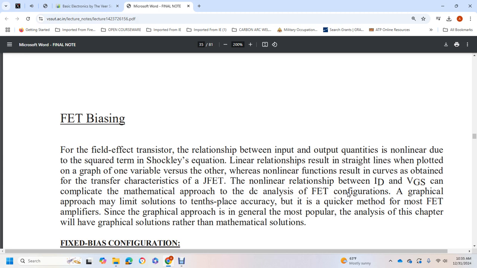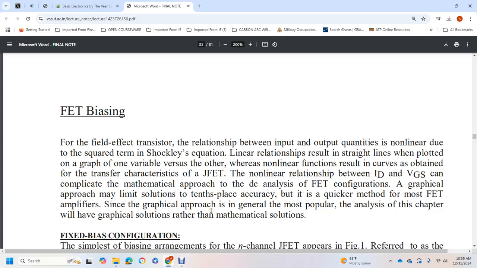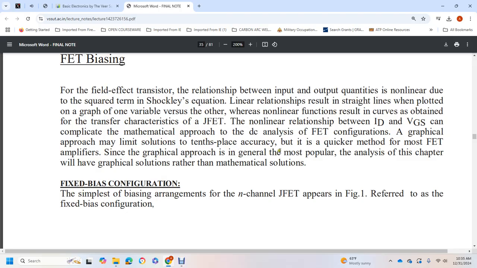A complicated mathematical approach can be used for the DC analysis of the field effective transistor configuration. The graphical approach has limits, but it gives a similar solution with reasonable accuracy and is a quicker method for field effect transistor amplifiers. Since the graphical approach is generally the most popular, this chapter will have graphical solutions rather than mathematical solutions.